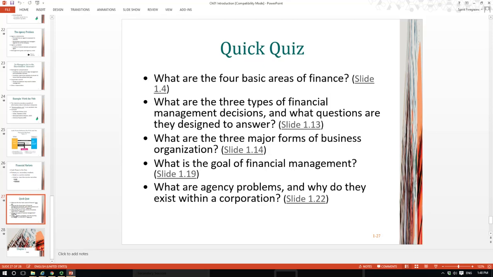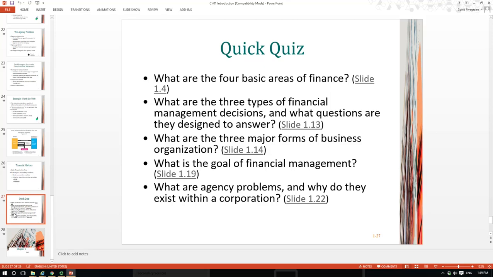First one, what are the four basic areas of finance? Well, those four are business finance, investments, financial institutions, and international finance. And the fifth one would be risk management.